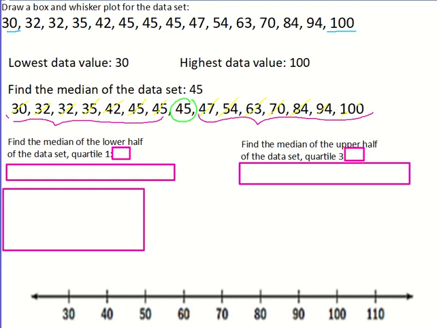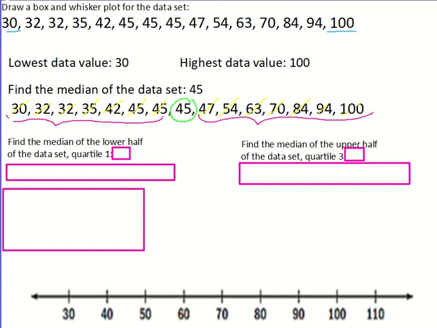We have a lower half and an upper half. If you count how many numbers are in each half, you have 7 numbers in the lower half: the 30, 32, 32, 35, 42, 45, and 45. And then the upper half, you have 47, 54, 63, 70, 84, 94, 100. You have 7 numbers in the upper half. So remember, the median splits your data set in half, 50% and 50%.